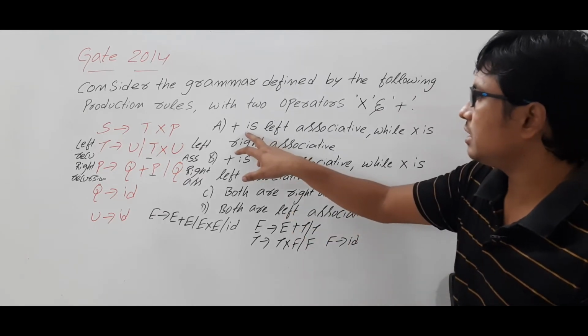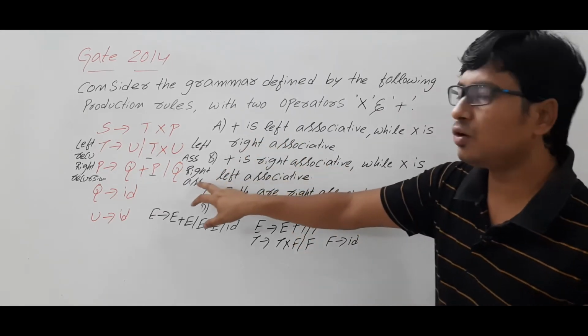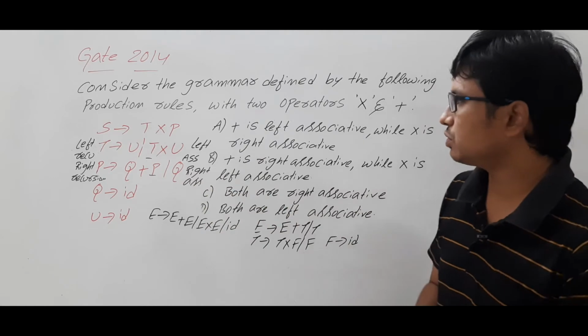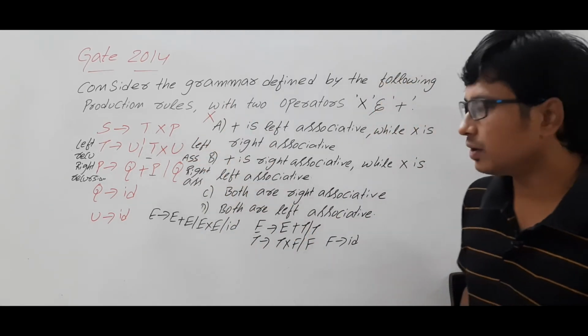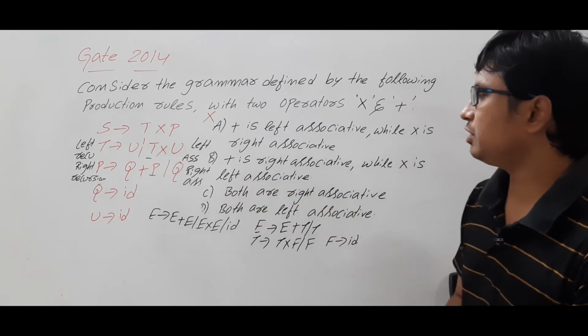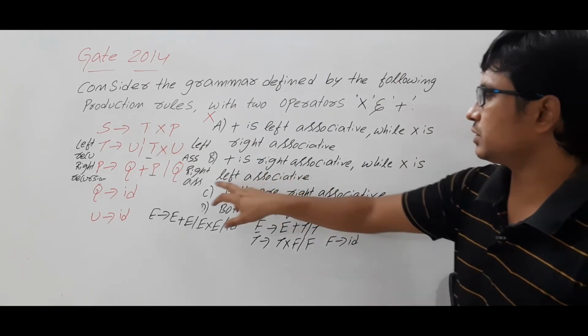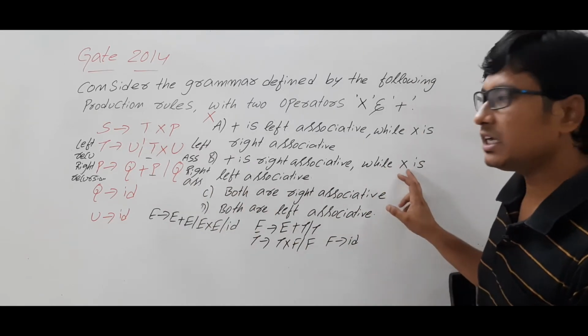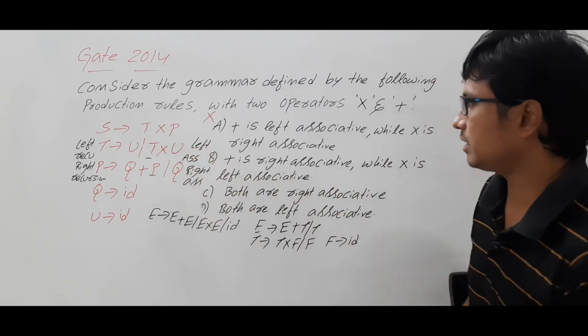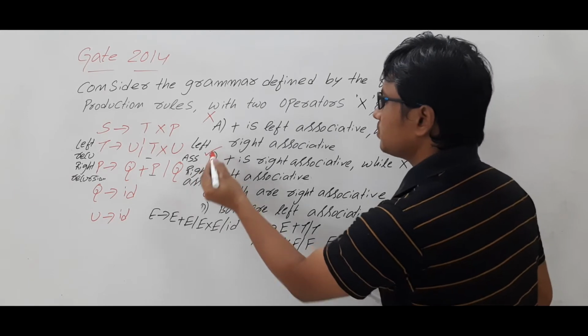What they are saying: plus is left associative, but I got the plus as right associative. So option A is not correct. Okay, similarly option B, you look at it, plus is right associative. Yes, I got the plus as right associative, while multiplication is left associative. Yes, I got it. So I can say that option B is correct.